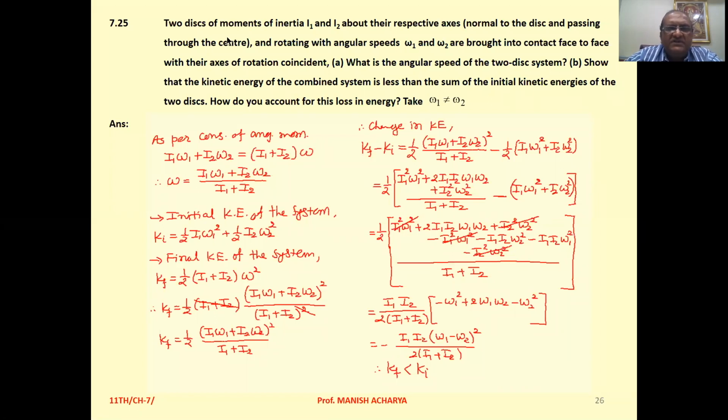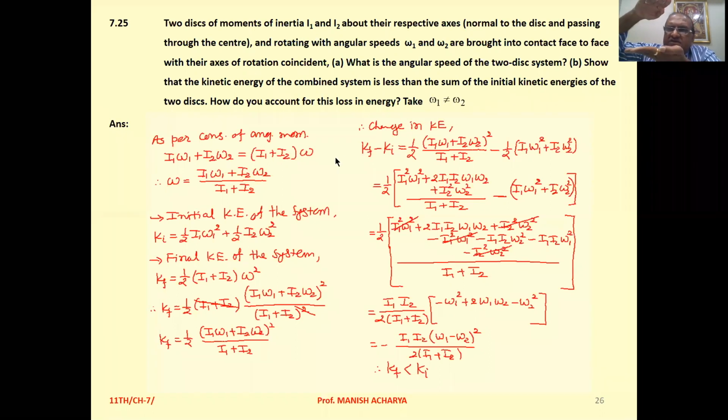7.25. Two disks of moments of inertia I1 and I2 about their respective axes normal to the disk and passing through the center and rotating with angular speeds omega 1 and omega 2 are brought in contact face to face with their axis of rotation coincident. A. What is the angular speed of the two disk system? B. Show that the kinetic energy of the combined system is less than the sum of initial kinetic energies of the two disks. How do you account for this loss in energy? Take omega 1 is not equal to omega 2.